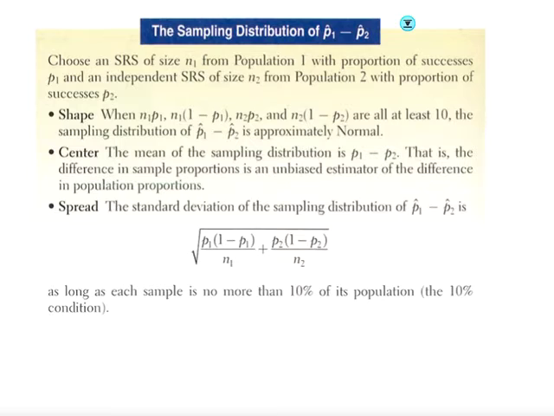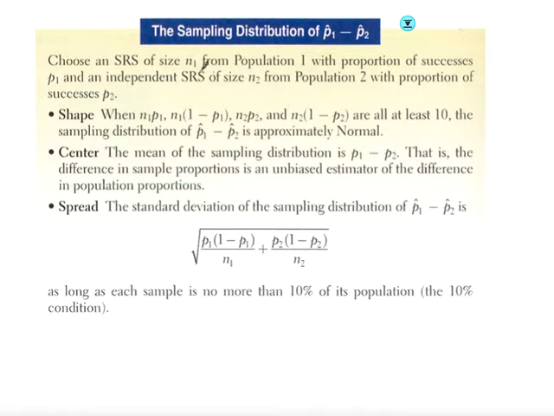The shape for that: when N1 times P1, N1 times 1 minus P1, N2 times P2, and N2 times 1 minus P2 are all at least 10, the sampling distribution for P hat 1 minus P hat 2 is approximately normal.